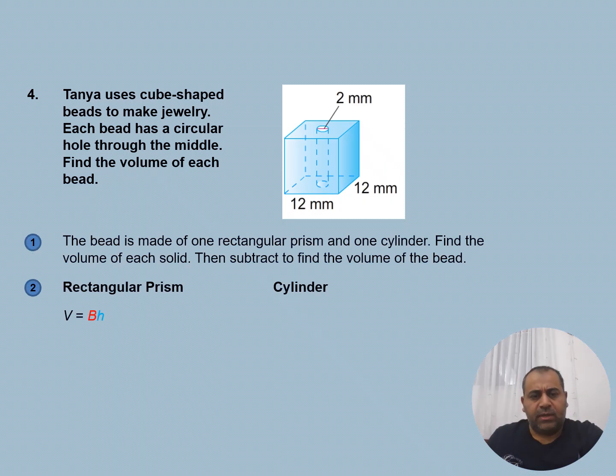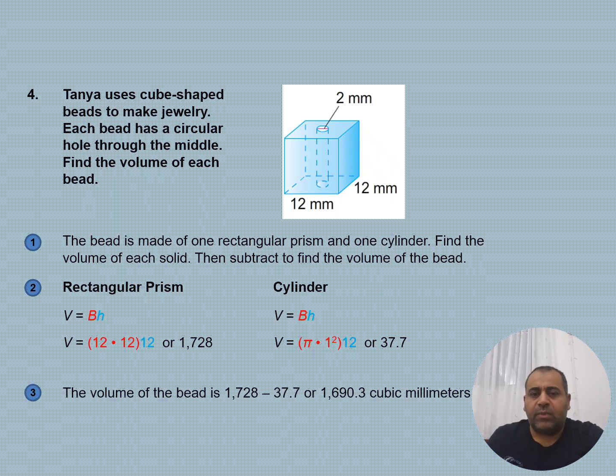Yes, the volume of the prism is BH, the area of the base multiplied by height, and this also is BH, but I know it's not BH only, B is pi r squared. So V is 12 times 12 times 12, which is 1728, and the other side is pi r squared h, which is pi multiplied by 1 squared, because here the diameter you divide by 2, it's 1 squared, multiplied by 12. So my answer is 37.7 after rounding. So I take this one minus the other one. Yes, I subtract to find the answer.